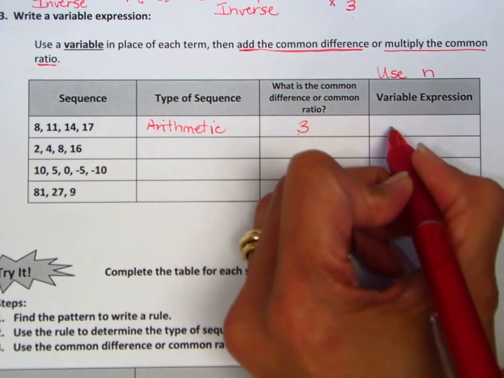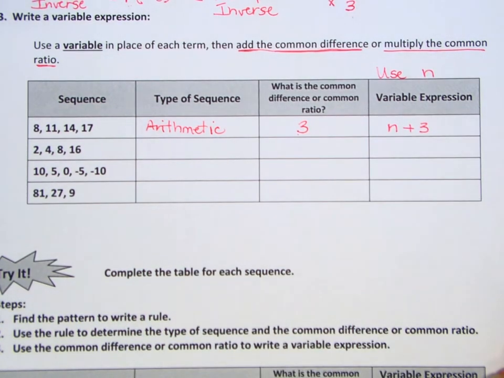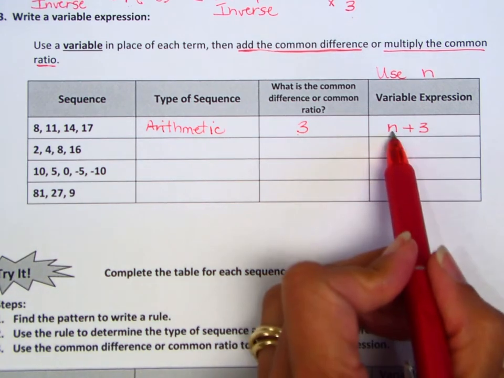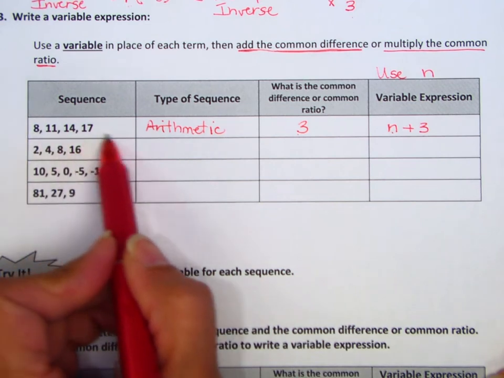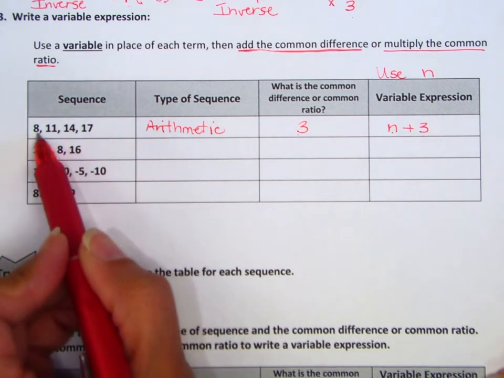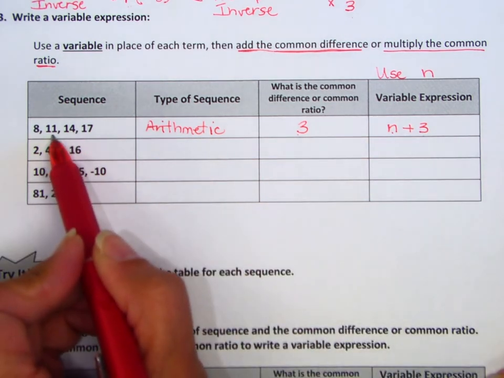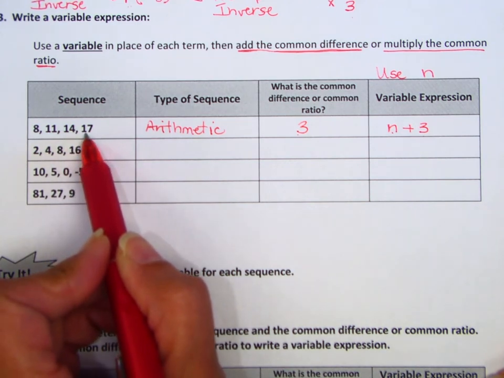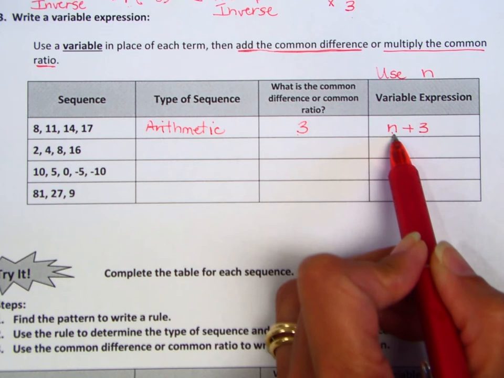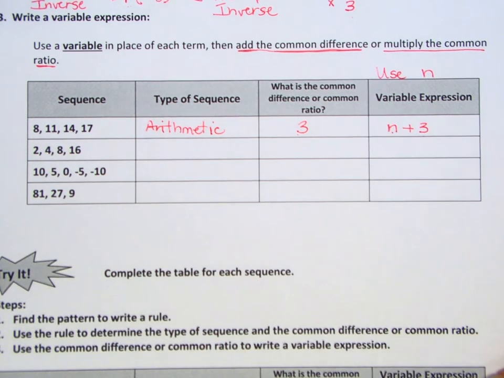So I'm going to say n plus 3. So that means any number I put in here and I add 3 to it, it will be a number in my sequence. So if I say 8 plus 3, that should give me 11. If I put that 11 in there, 11 plus 3 will give me 14. So if I wanted to find the next term, I could put 17 plus 3 and find out that my next term is going to be 20.